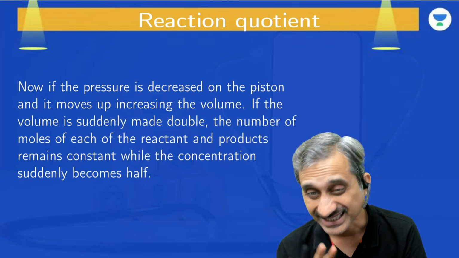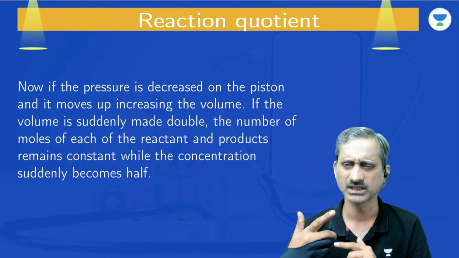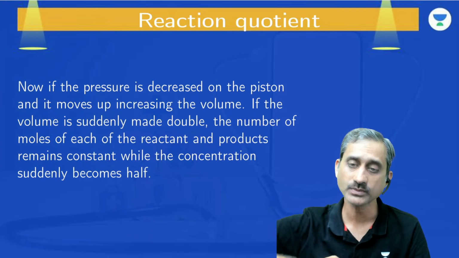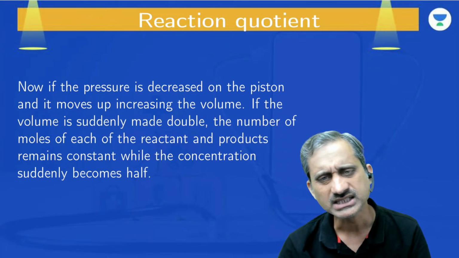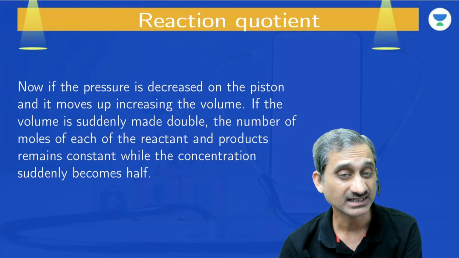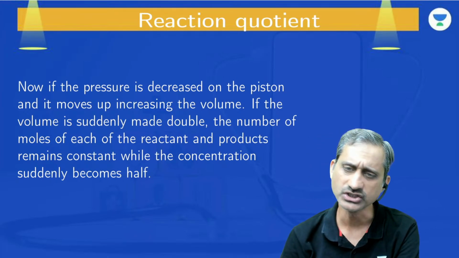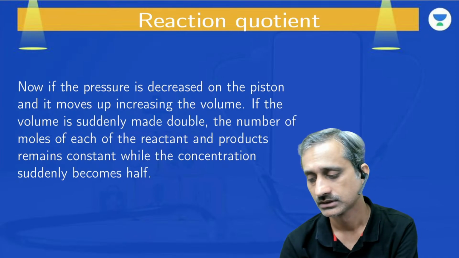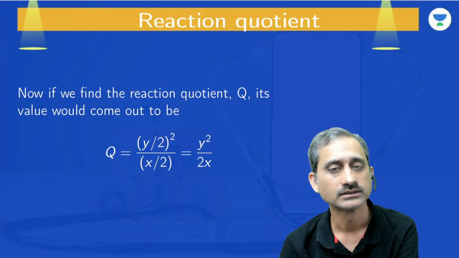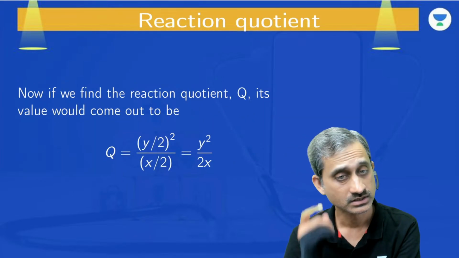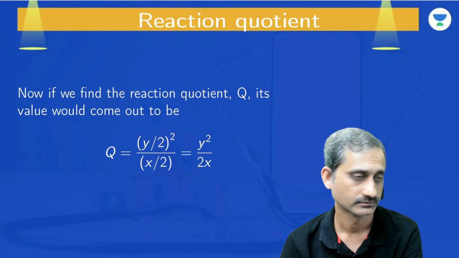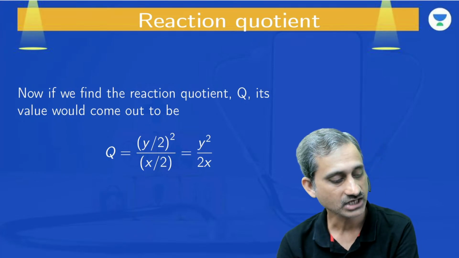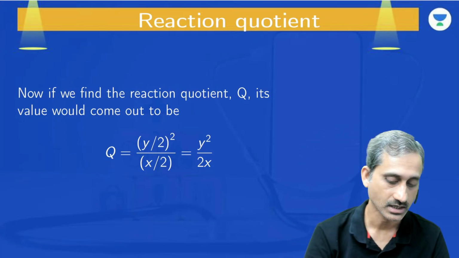Now, if the pressure is decreased on the piston, we are doing the same thing. First, we increased the pressure. Now, we decrease the pressure. We increase the volume. Now, what happens? If we increase the volume and the volume is suddenly doubled, the concentration of each of the reactant and product becomes half. Now, what do we get? The reaction quotient also becomes half.